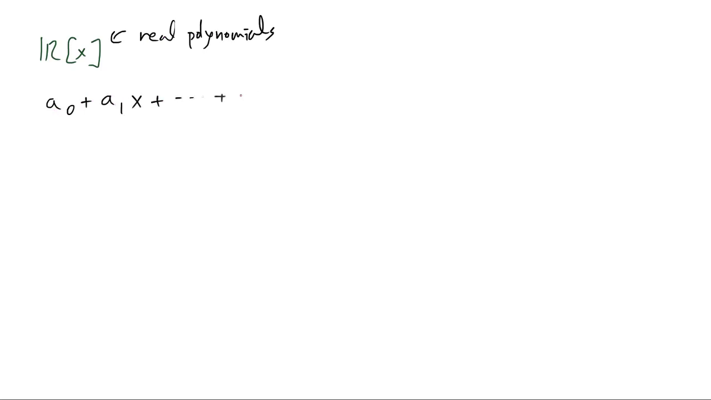Now I want to spend a little bit of time talking about the vector space R[x]. So the vector space R[x] is just the vector space of real polynomials. So remember, a polynomial is an expression of the form a0 plus a1 x all the way to some a_n x to the nth power, where here we're talking about the real polynomials, so the coefficients are going to be real.